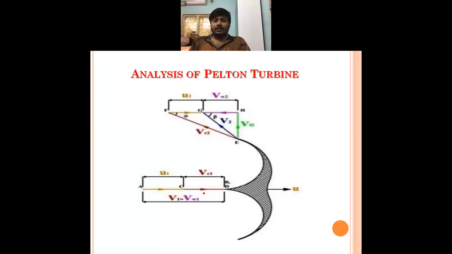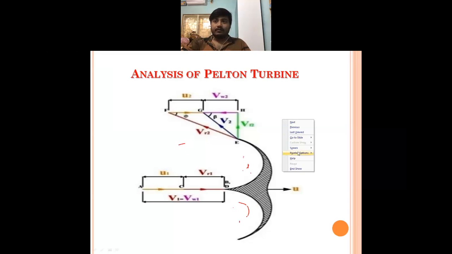For any turbine, or any hydraulic machine we are using, drawing the velocity diagram is very important. So as two buckets are there like this, its velocity diagram is like this. Two buckets are shown: this is the first cup of the bucket and this is the second cup of the bucket. These are the two cups of the buckets.